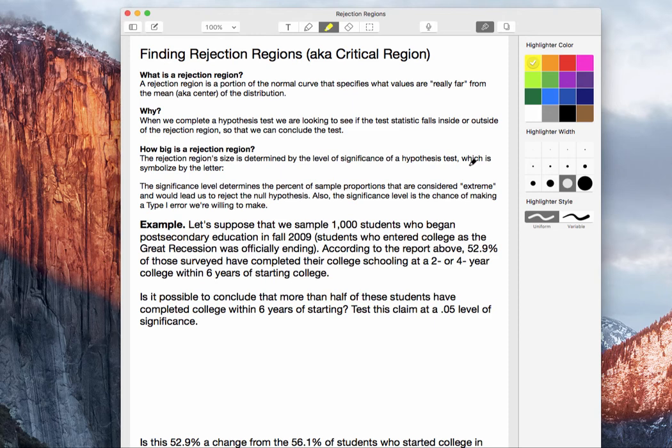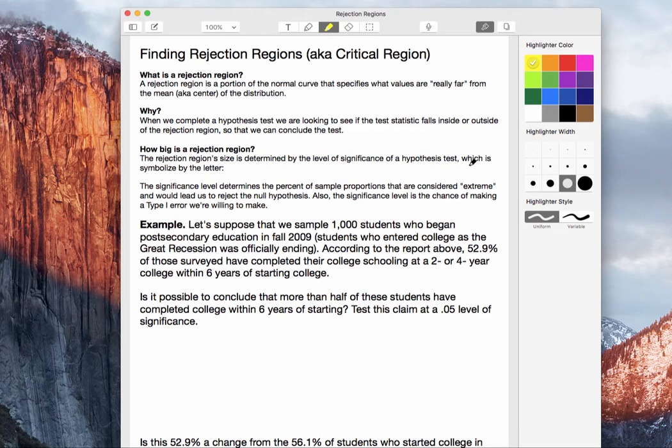Specifically, it is a section of a normal curve, or maybe a t-curve or a chi-square curve. For those of you who've done some more work with the curves, it's a portion of the curve that defines what is really far away from the mean of the distribution. So it's basically an area, and it's cut off by a couple of endpoints, or maybe just one endpoint.